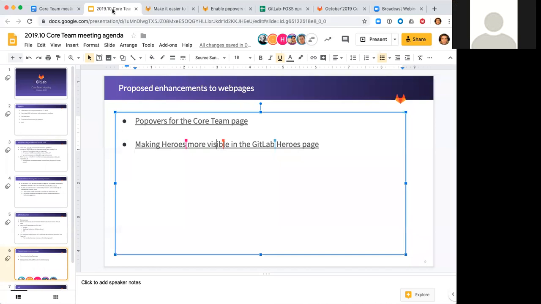Cool. In the future, we could also swap the heroes list to become the first page and make the details on how to become a hero a secondary link. It could be easier to go directly to the people, just like the core team page, and how you apply could be on another page. But we can discuss this further. Cool.